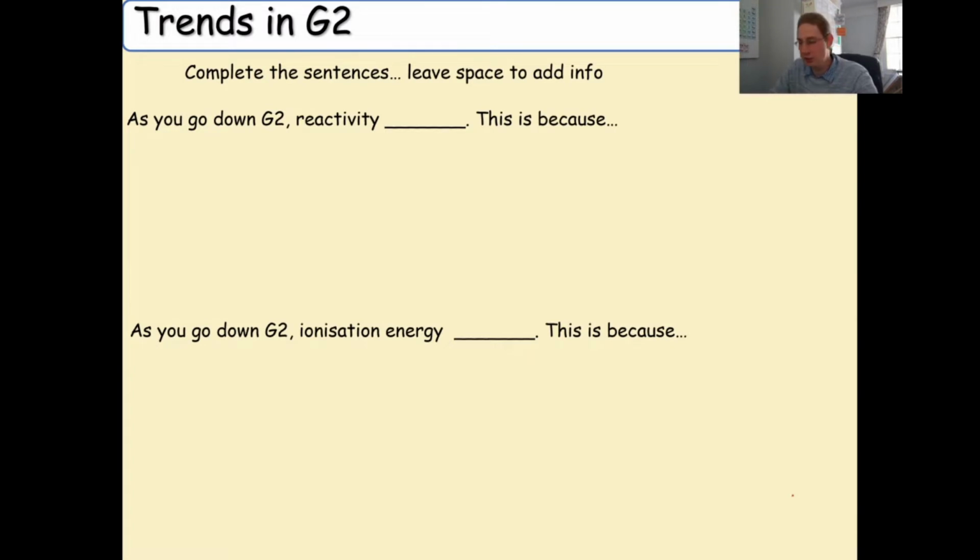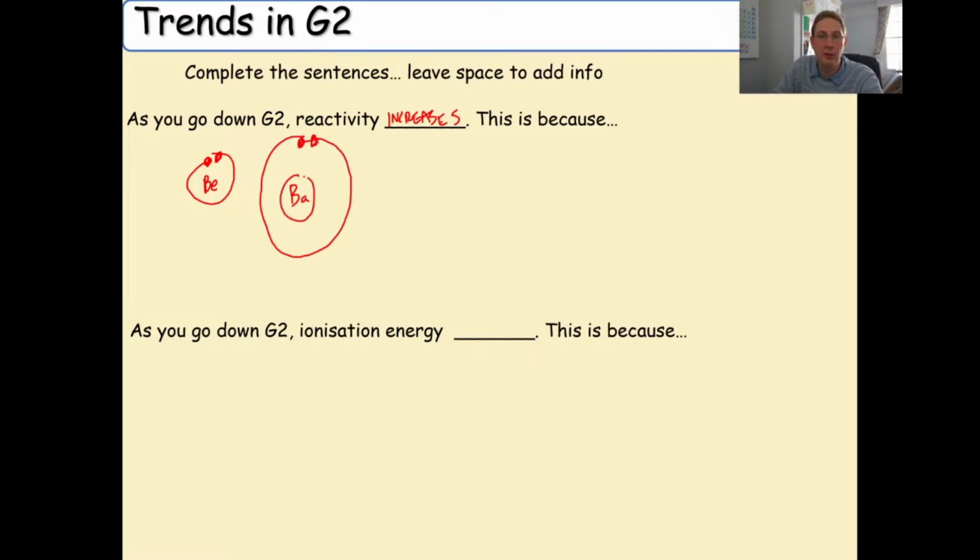Right. As you go down Group 2, what happens? Well, the best thing to do is think back to your GCSE. You know for Group 1 they get more reactive as you go down the group, and Group 2 being right next door is the same. So as you go down Group 2, reactivity increases. Why is that? Well, that's because as you go from beryllium, which is quite small with 2 outer electrons, to something like barium, which is huge with 2 outer electrons, lots more inner shells.